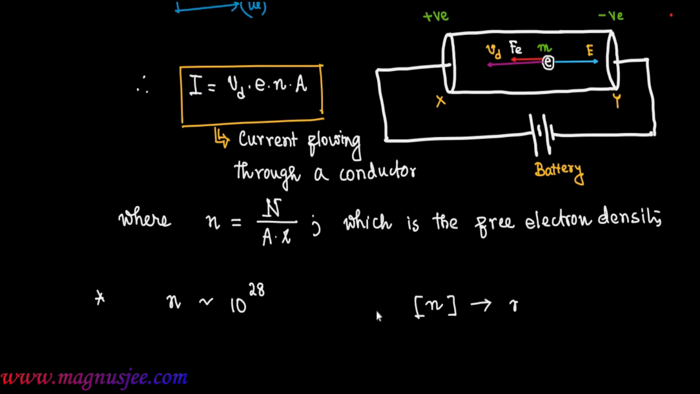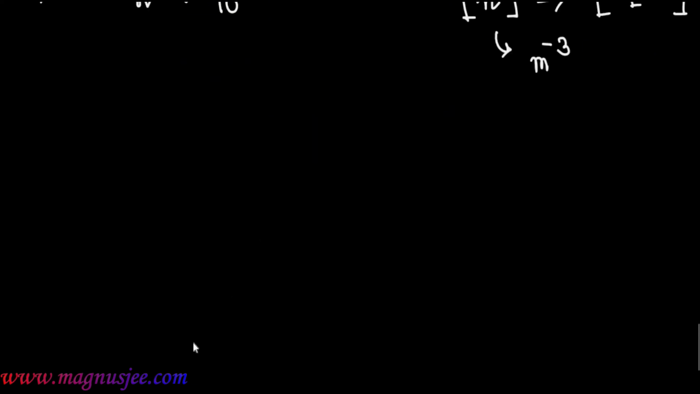Now, the dimension of free electron density, that means the dimension of n. Free electron density, small n, has the unit meter to the power minus 3, or meter cube inverse. That's why the dimension of n is capital L to the power minus 3. Now we can denote the direction of electric current I. Electric current I flows through the conductor XY towards the right, that means from positive end to negative end. That is, current flows from the end X to Y.